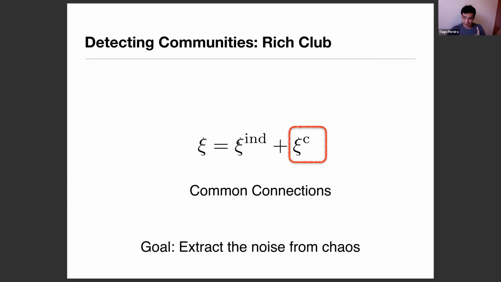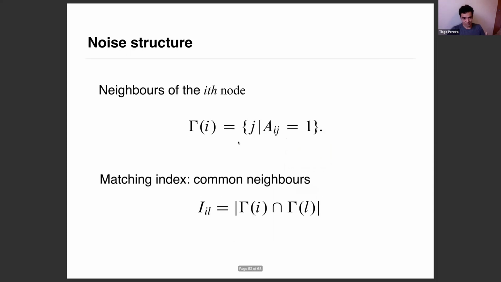Okay, so now the first result that I want to tell is the following. Let's try to measure this common noise. To measure the common noise, I'll introduce something called the matching index. This matching index basically counts the cardinality of the set of common neighbors of a node. The matching index of I and L is how many friends I and L have in common. So how many common neighbors you have.